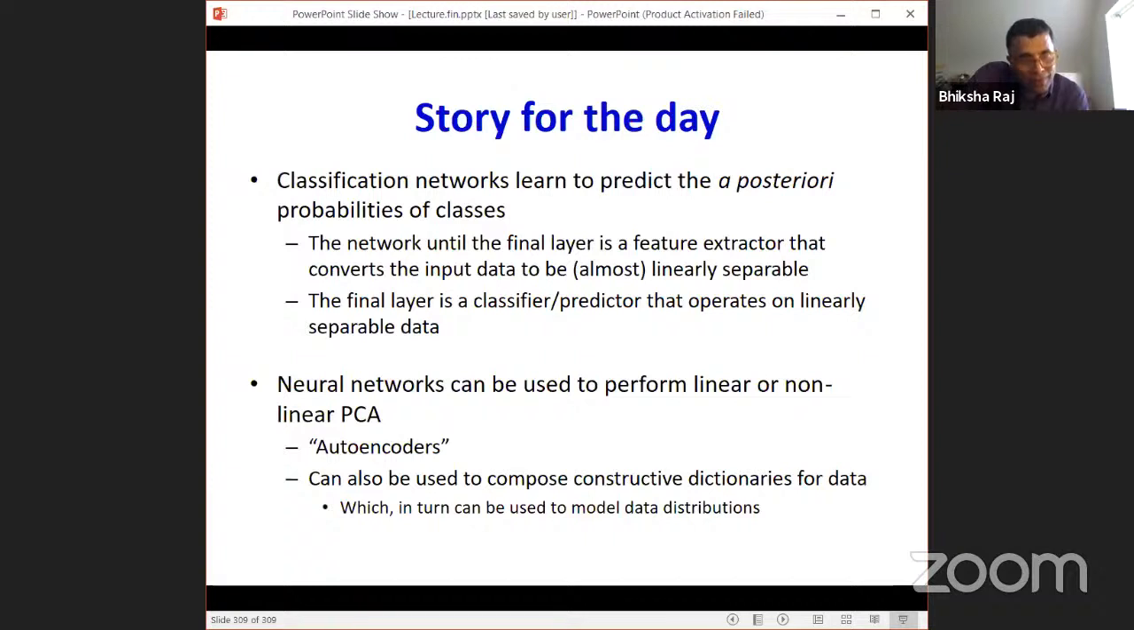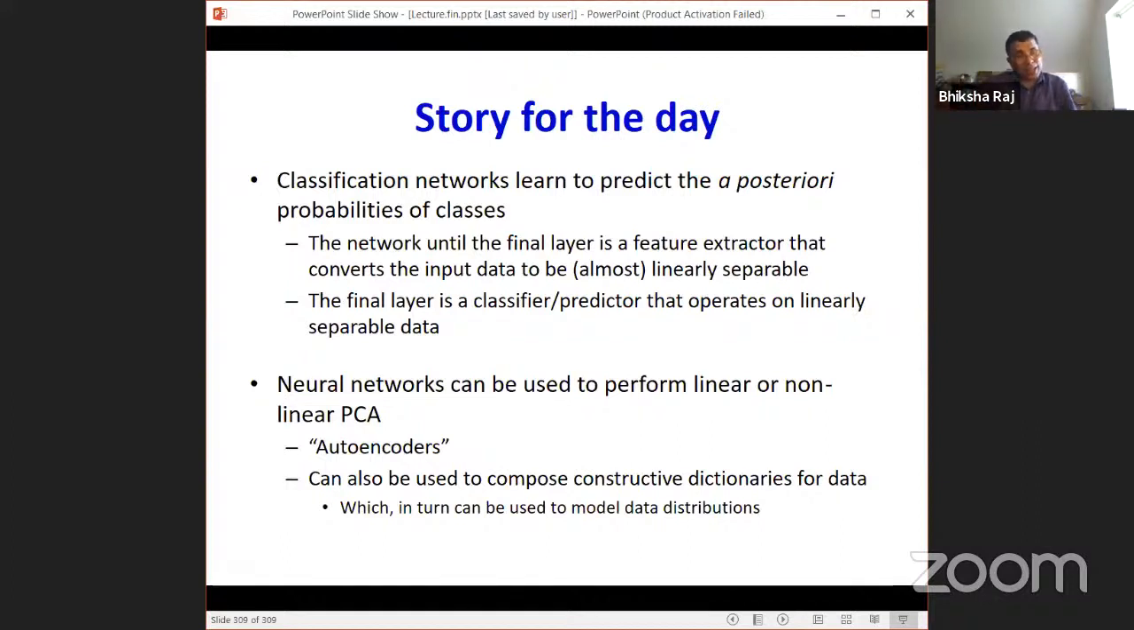So just closing, here's the story for the day. Classification networks, the final bit, they learn to predict the a posteriori probabilities of classes. The network under the final layer is a feature extractor that converts input data to be almost linearly separable. And the final layer is a classifier or predictor that operates on linearly separable data.